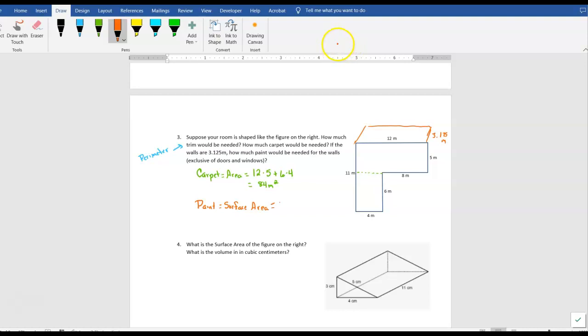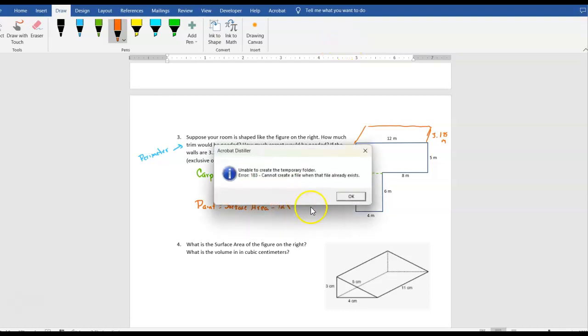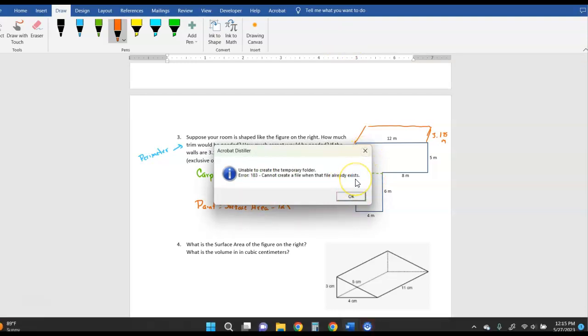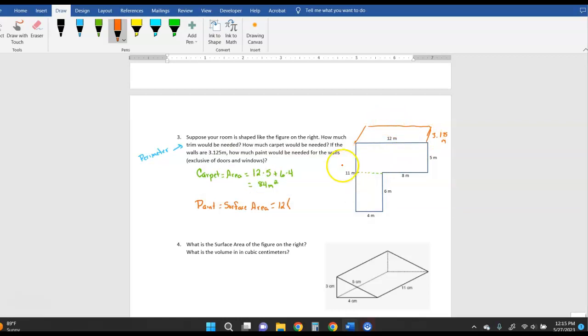So essentially what we're going to do is take each one of the sides, so 12 times 3.125. There we go. Leave it to technology, right? So that's that one, plus 5 times 3.125, plus 8, so now we're on this wall right here, times 3.125, plus 6 times 3.125 all the way around, plus 4 times 3.125, plus 11 times 3.125. So that would be the area for all the surfaces, right?